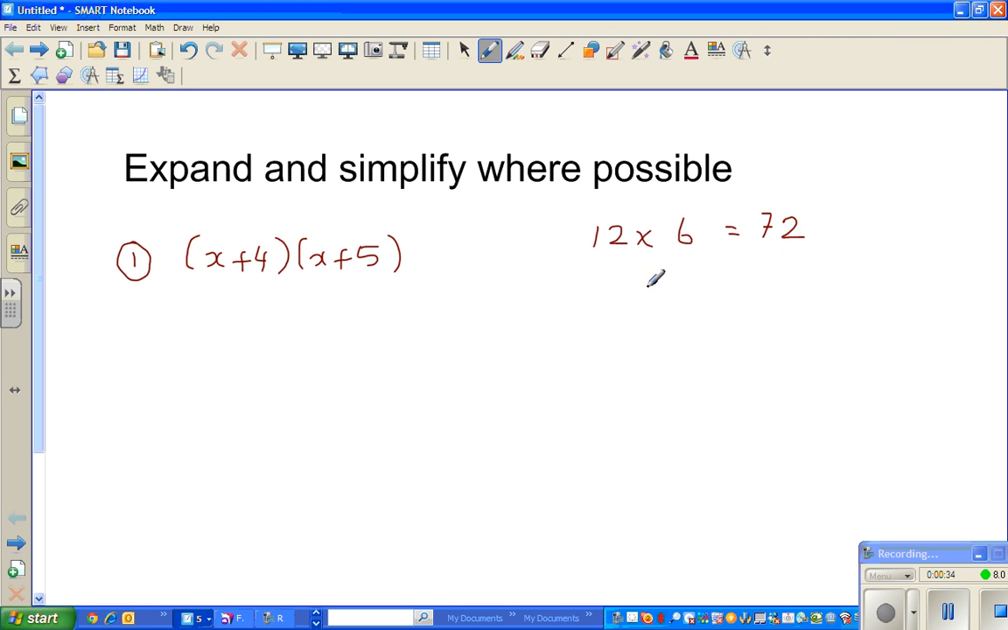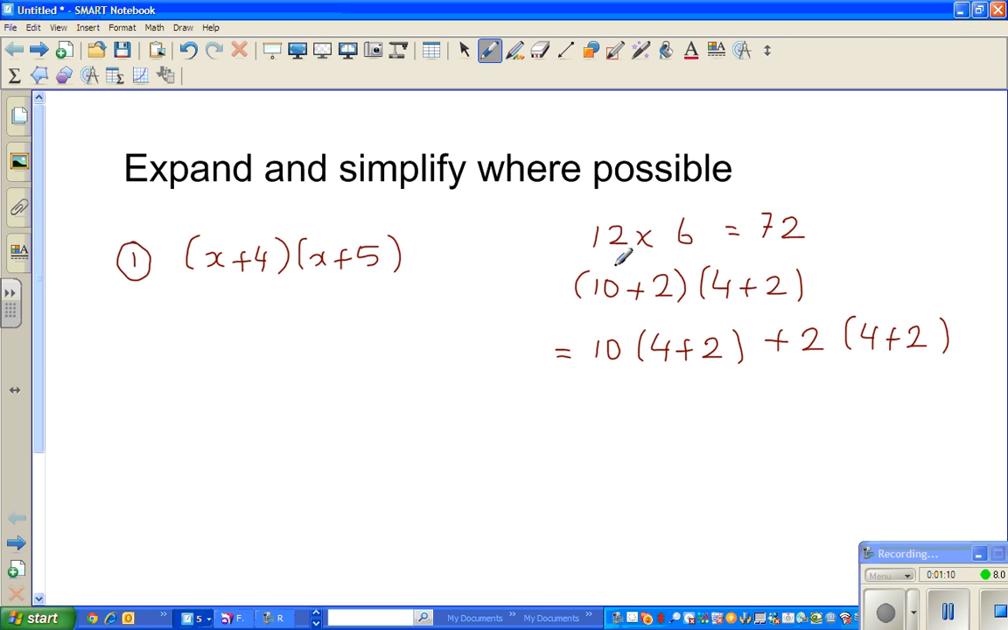Now if I don't know 12 times 6, there's a different way of doing it. Can I say this is 10 plus 2 times 4 plus 2? Oh, sorry, 10 plus 2 times 4 plus 2. I'm going to get this answer by showing you how to expand. So this is 10 times 4 plus 2 plus 2 times 4 plus 2.